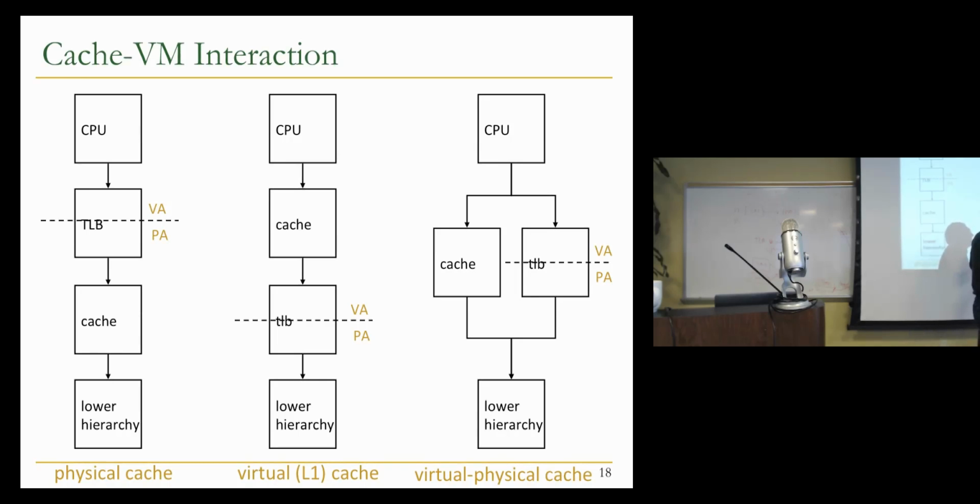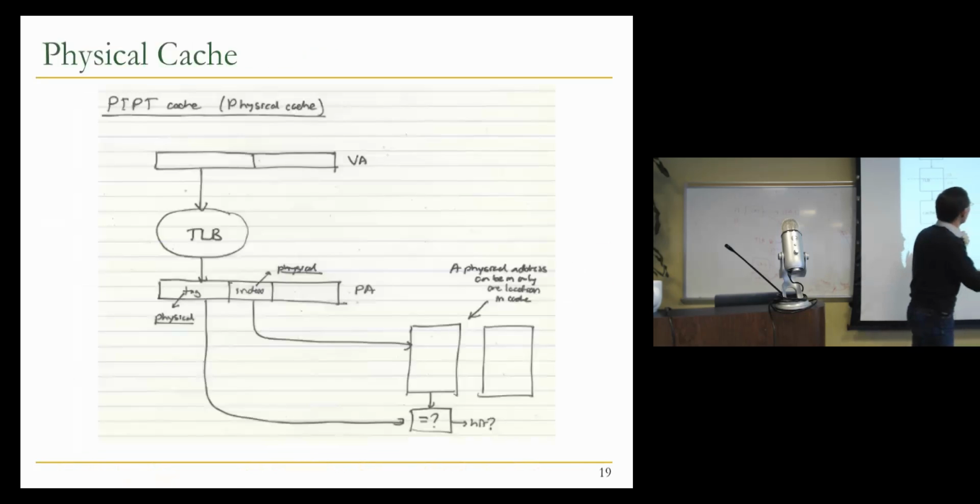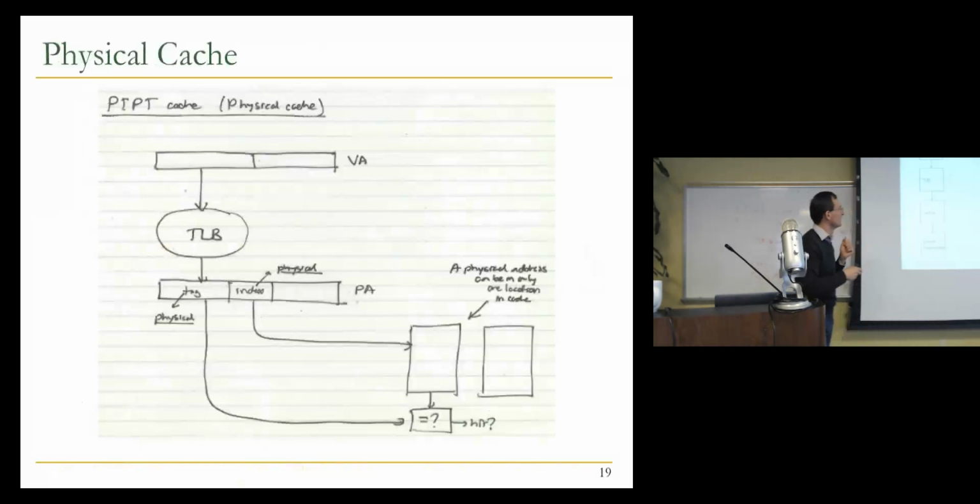You still access the cache quickly, and the tag check requires the physical address over here, and you get the data quickly into the CPU, but you still have the synonym problem, unfortunately. So you cannot get rid of the synonym problem. Let's take a look at that.